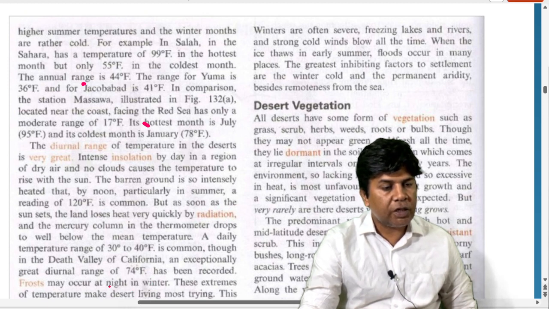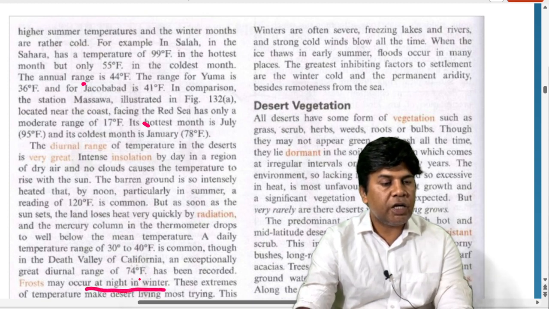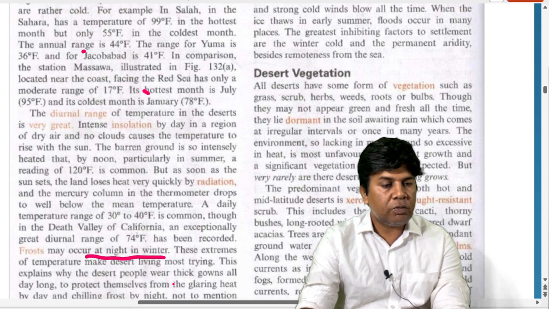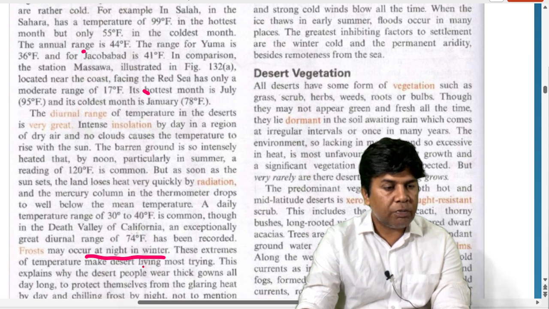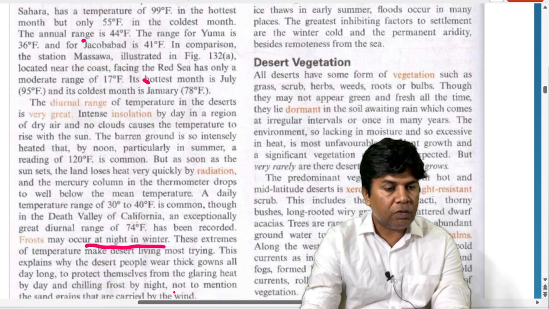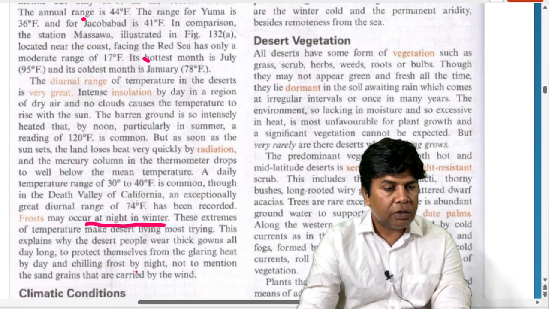Frost may occur at night in the winter, because the temperature in the night time decreases to a very minimum, so the moisture may get precipitated in the form of frost. These extremes of temperature make desert living most trying. This explains why desert people wear thick gowns all day long to protect themselves from the glaring heat by day and chilling frost by night, not to mention the sand grains carried by wind.